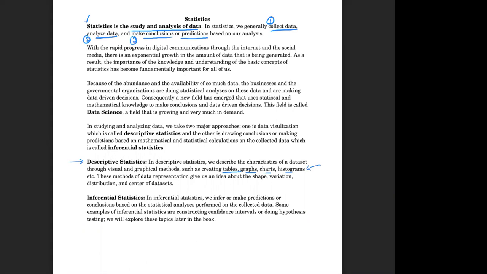Then also you may look at the shape of the data, which is the distribution of the data. How does it look? And the variation of the data: how far apart the data points are with respect to each other, or how far apart the data points are compared to where most of the data points are, so compared to the center of the data. If you have a collection of data, you have most of the data at a certain point, right? How far apart they are.